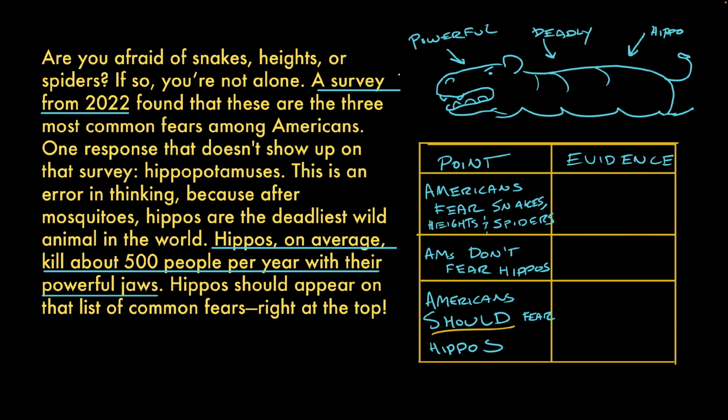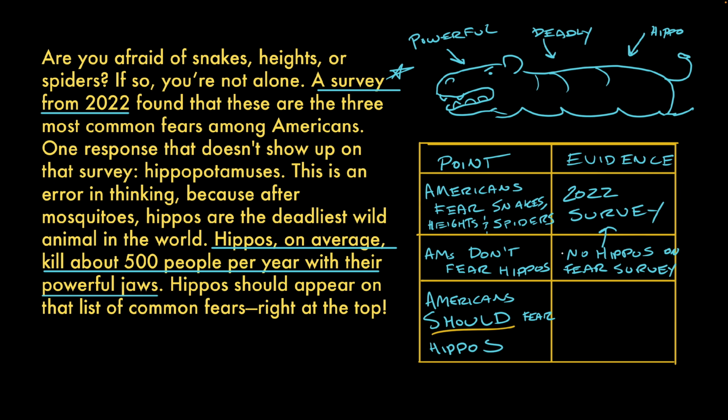Okay, so we've got our 2022 survey here, which supports the first point. Americans fear snakes, heights, and spiders. That comes from the survey. And what's interesting is that the survey also supports the second point, which is that Americans don't fear hippos because hippos didn't show up on the list of most common fears among Americans. But the author uses the survey to support both points.